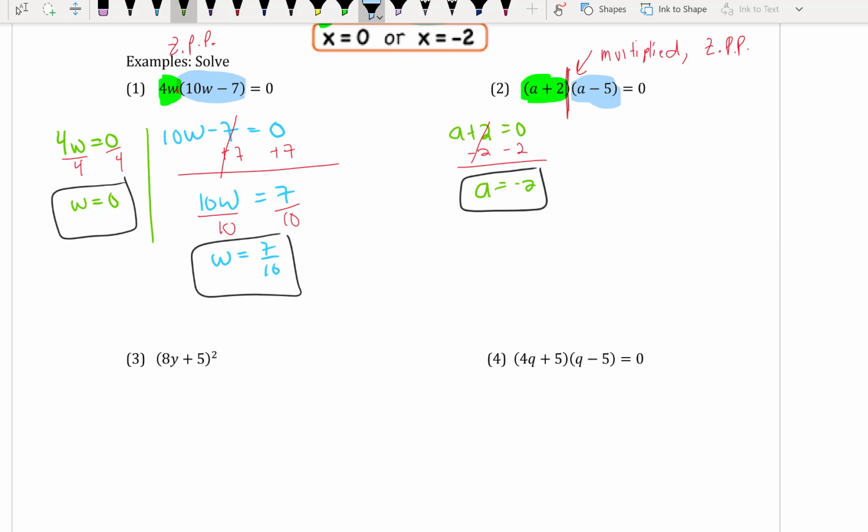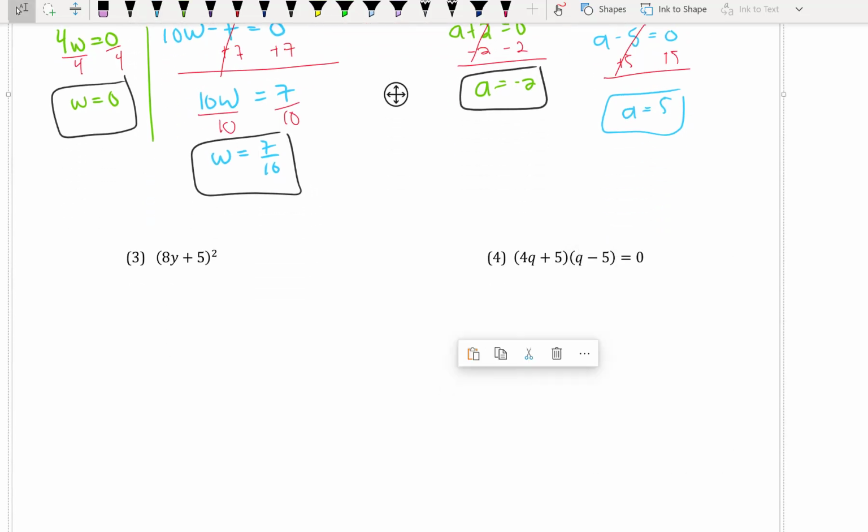Now, we're going to have a minus 5 is equal to 0. So I'm going to add 5 to both sides. So I can get that a is equal to a positive 5. So that is how I'm solving each one of these.